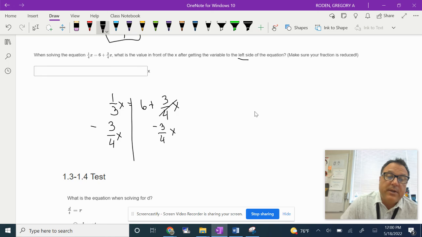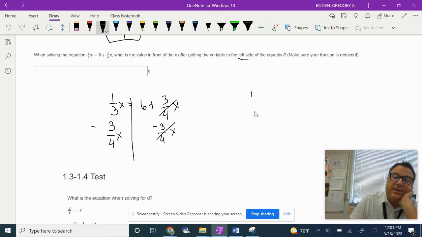So those will cancel out. Now, we have to put those together. We have 1/3 x and 3/4 x. How do we do that? Well, we need to get common denominators. What's the common denominator of 3 and 4?